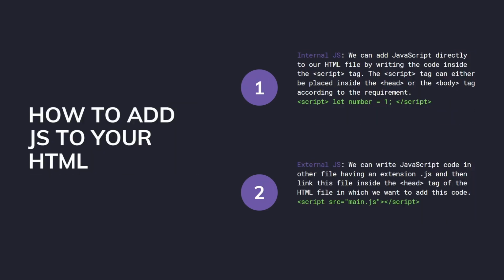How to add JavaScript to your HTML? Well, we have two options, either internally or externally. When it comes to internally, we can add JavaScript directly to our HTML file by writing the code inside the script tag. The script tag can either be placed inside the head or the body tag, according to the requirement. When it comes to external JavaScript, we can write JavaScript code in another file having an extension .js, and then link this file inside the head tag of the HTML file in which we want to add this code.